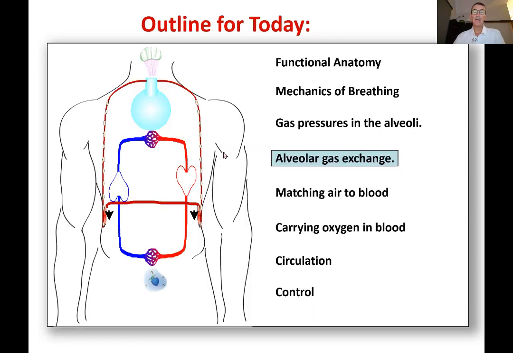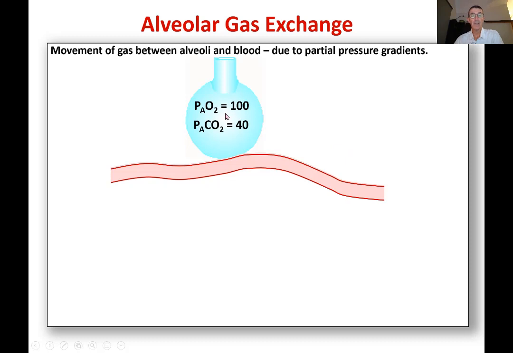Okay, now that we've looked at how ventilation can influence the gas pressures in the alveoli, we'll look at how alveolar gas exchange actually takes place as a result of those gas pressures. So here we are in the alveoli where there's an alveolar oxygen pressure of 100 millimeters of mercury and an alveolar carbon dioxide pressure of 40 millimeters of mercury.